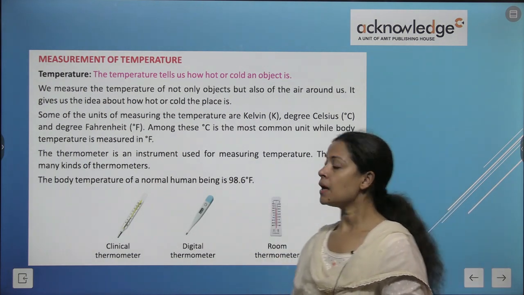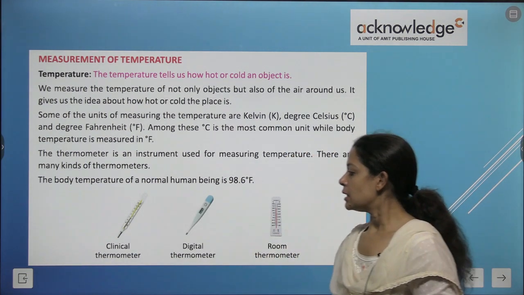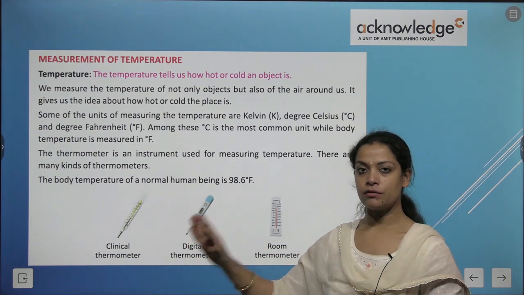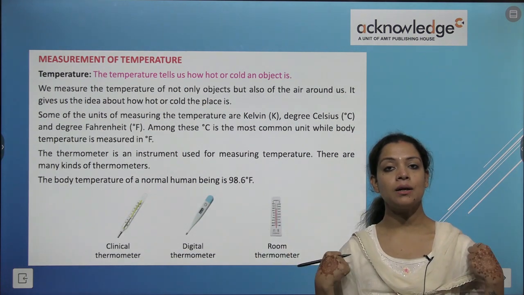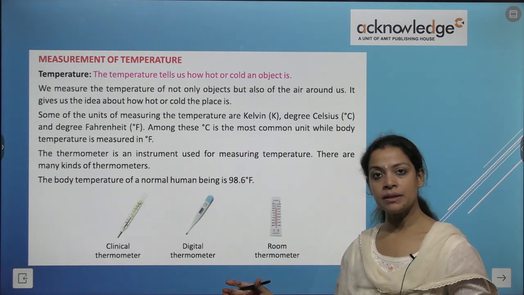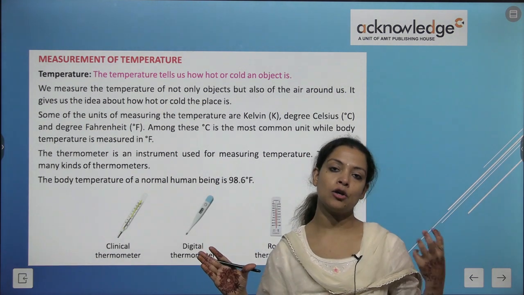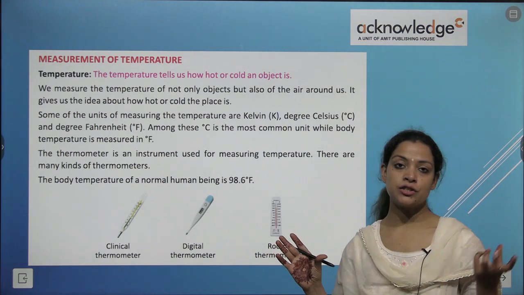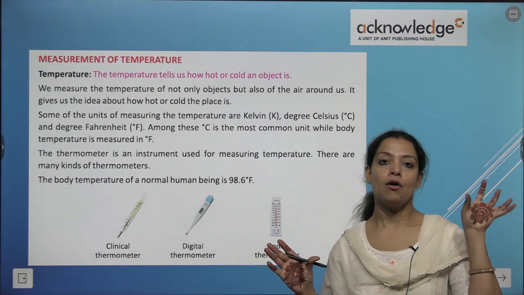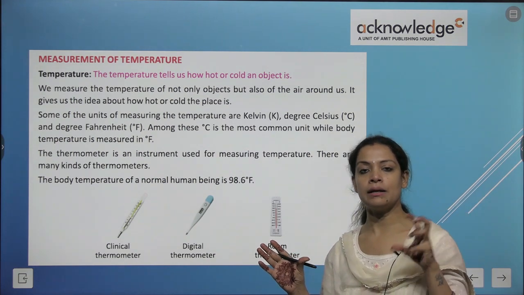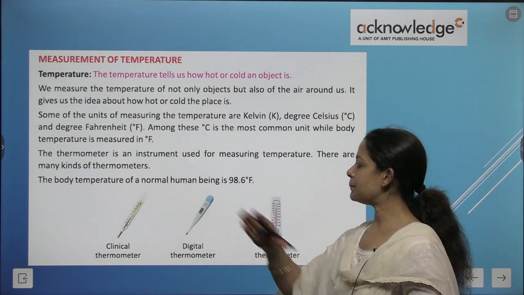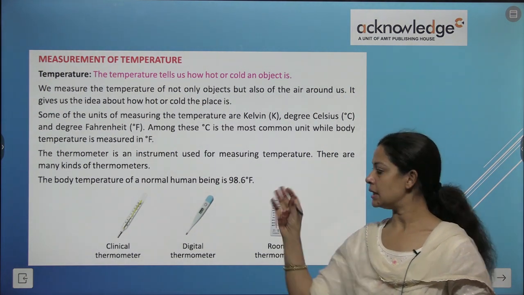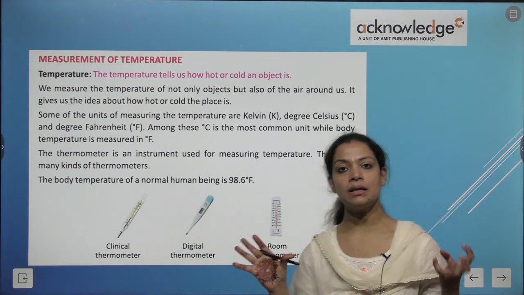Thermometer. There are many kinds of thermometers which are clinical thermometer. When you fall sick, हमें घर पे या डॉक्टर के यहाँ we use such kind of thermometer which calculates our body temperature. We have digital thermometer also like this, which again calculates or measures our body temperature. Then there is room thermometer, which measures the temperature of the air or of the atmosphere around the room. So the body temperature of a normal human being is 98.6 degree Fahrenheit. अगर ये temperature किसी human being का है, so he is supposed to be a healthy human being.